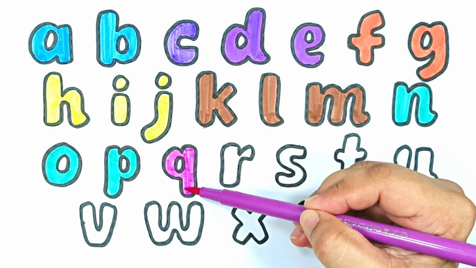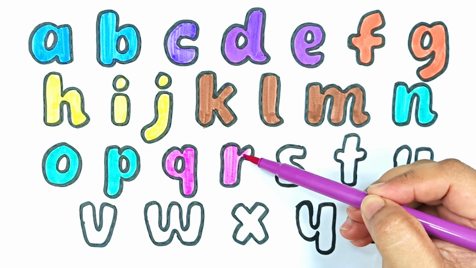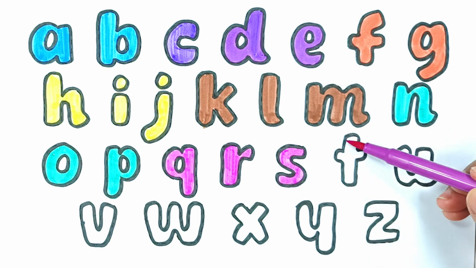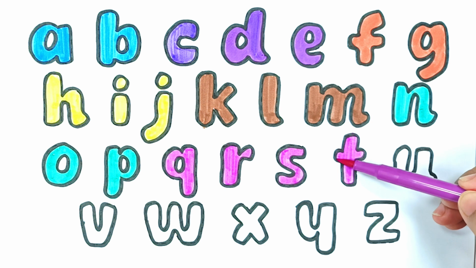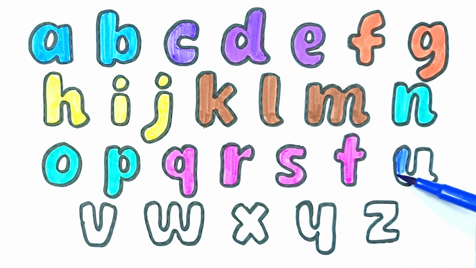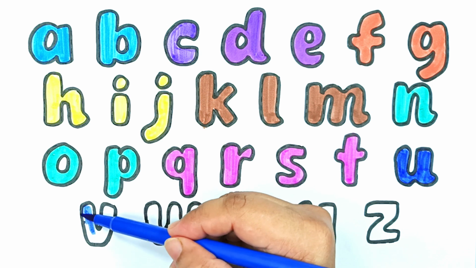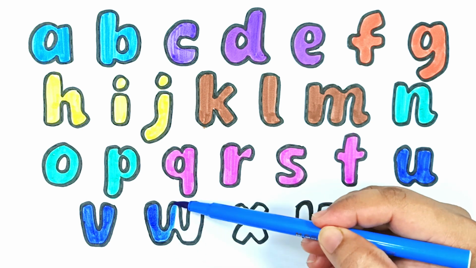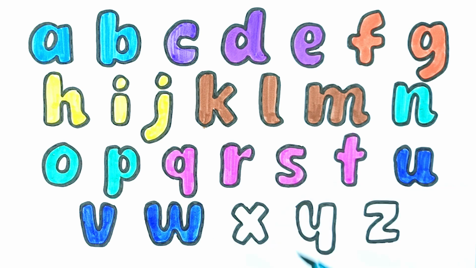Q is for queen. R is for ring. S is for star. T is for train. U is for umbrella. V is for vulture. W is for watch. X is for xylophone. Y is for yacht. Z is for zebra.